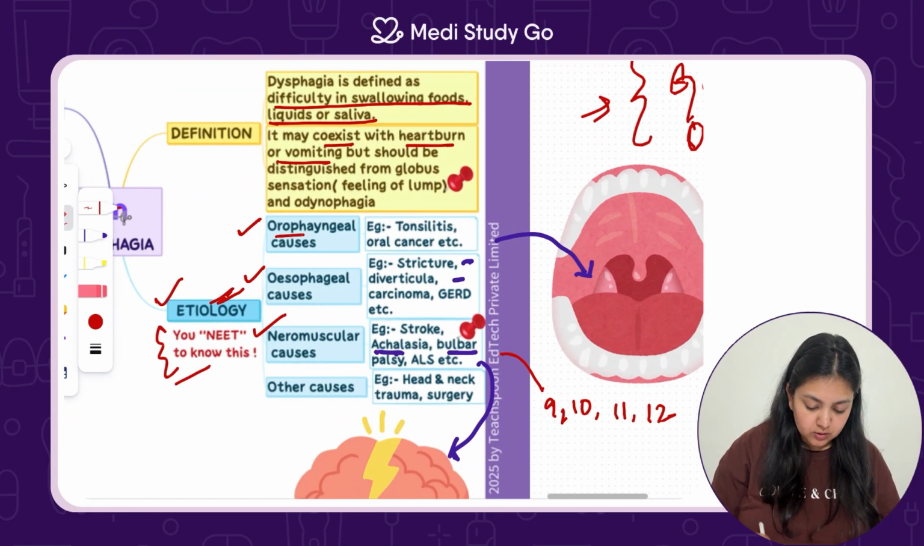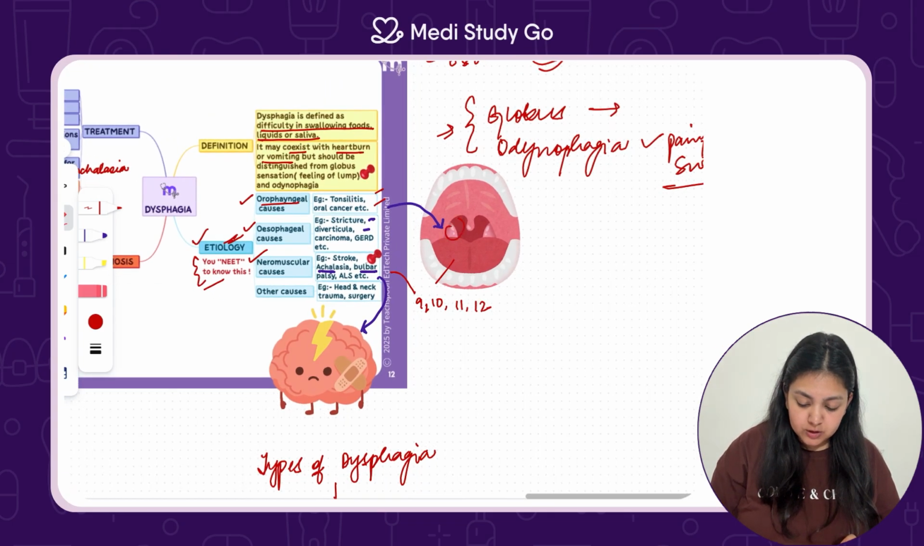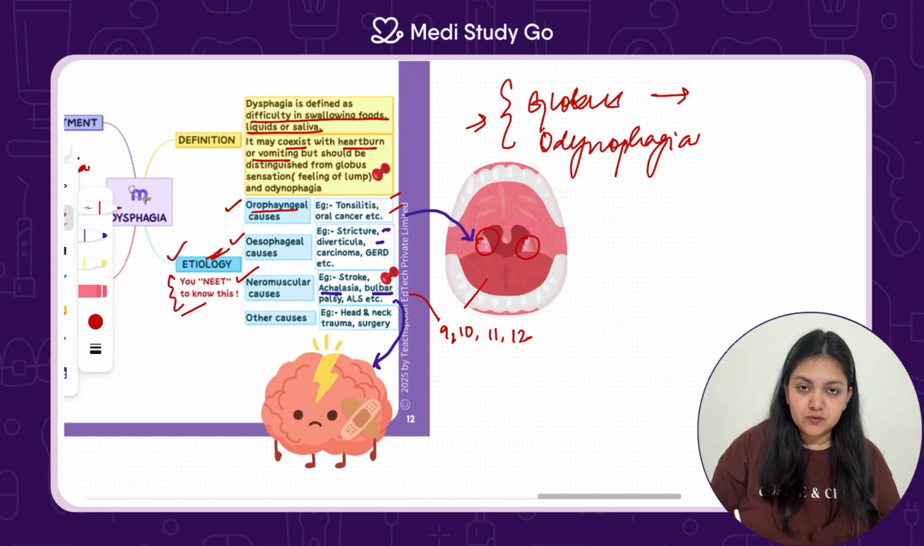First are oropharyngeal causes like tonsillitis and oral cancer. If an obstruction is present in the tonsil area, yes, the patient will not be able to swallow and it will be painful. So if any of these is present, yes, the patient will have difficulty in swallowing his food.